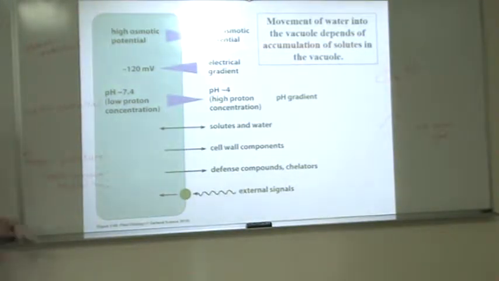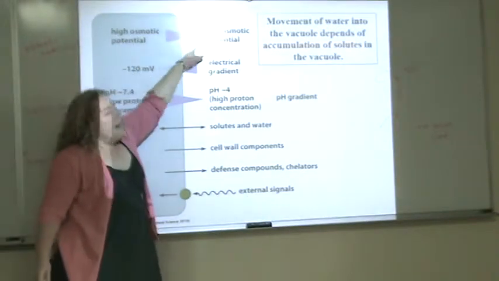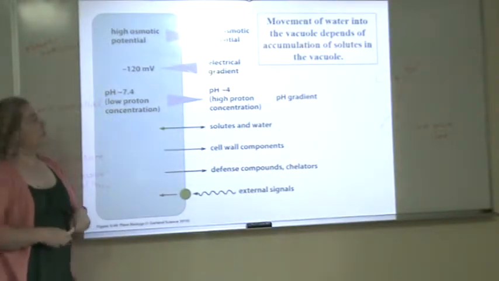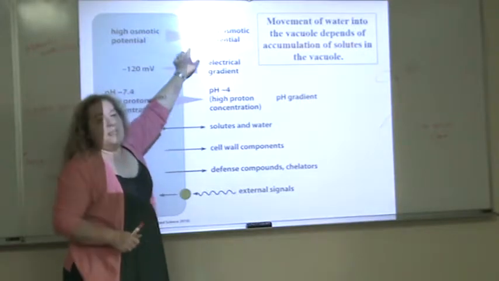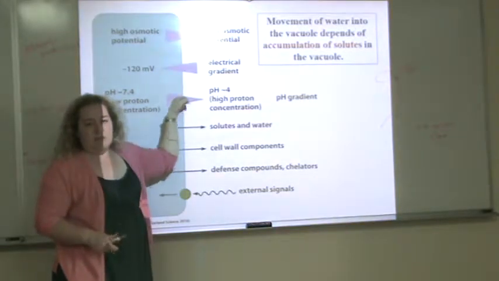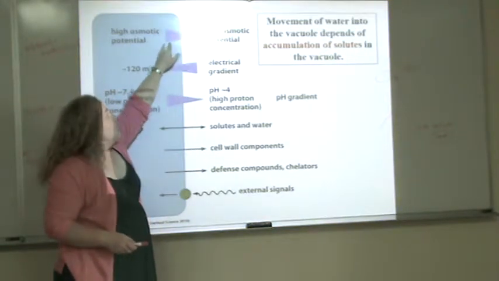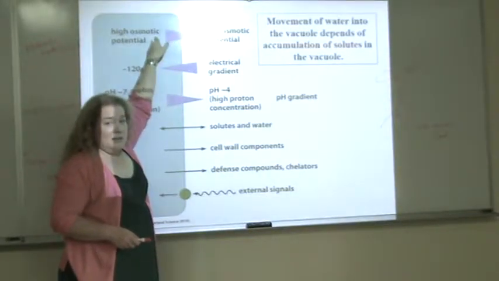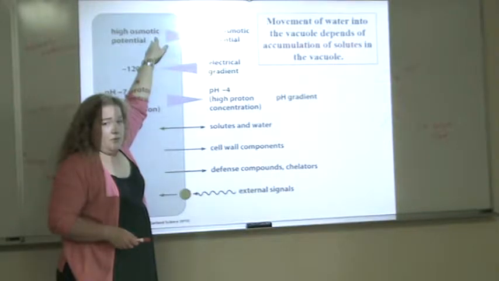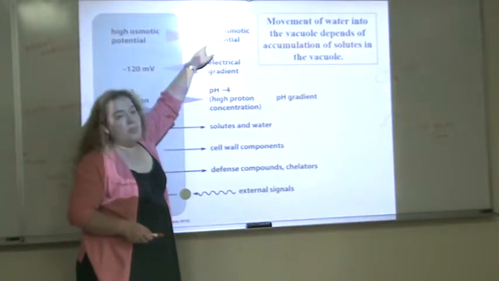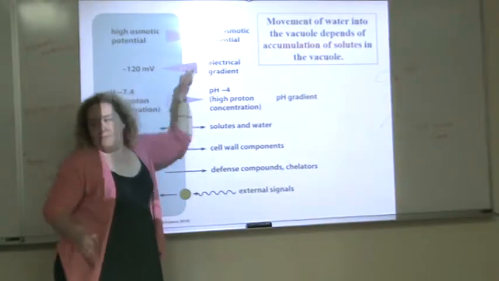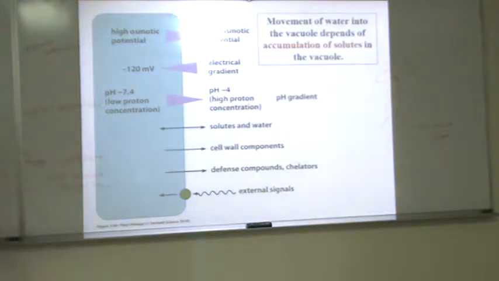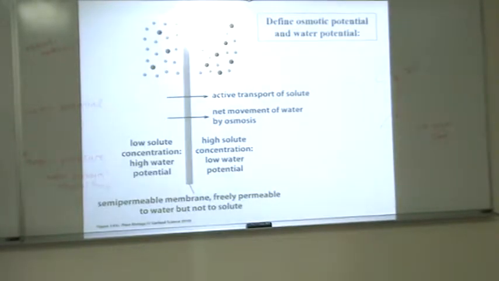Also, these pictures are indicating the direction of the gradient. So these triangles that the book uses, they're showing high to low. So where the arrow is, or where the triangle is fat, that's the high part of the gradient, and it's directed toward the low part of the gradient. That's what those mean. So if a plant is going to be able to take in water, it has to accumulate solute in the vacuole.